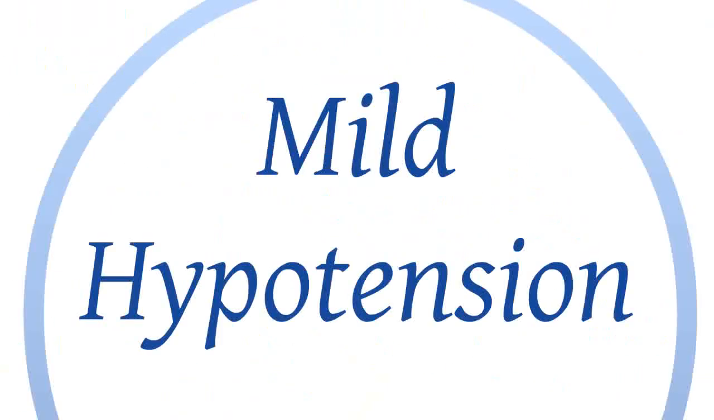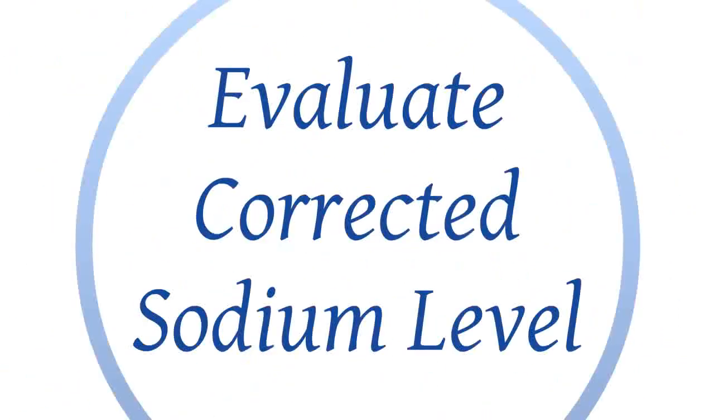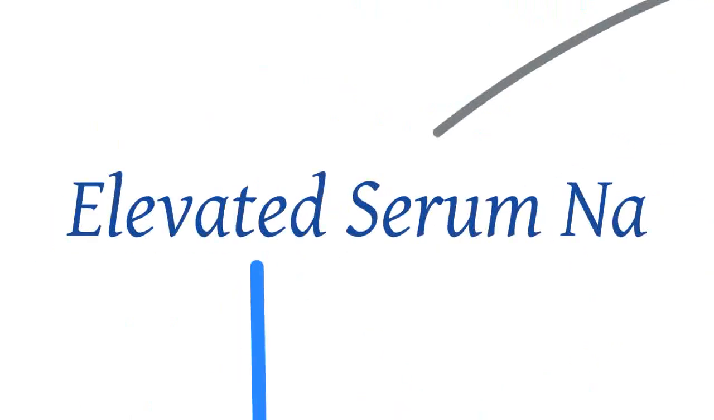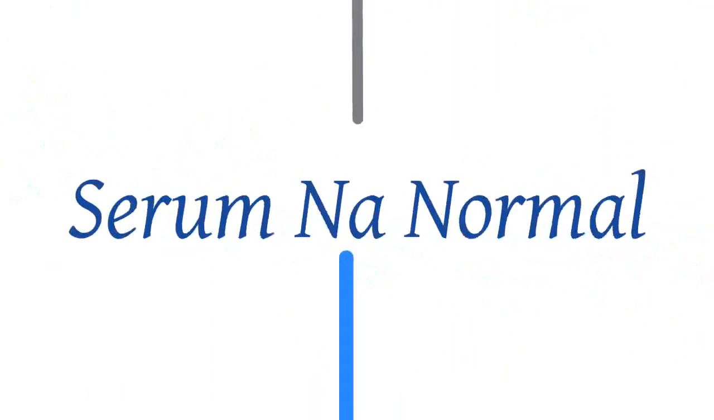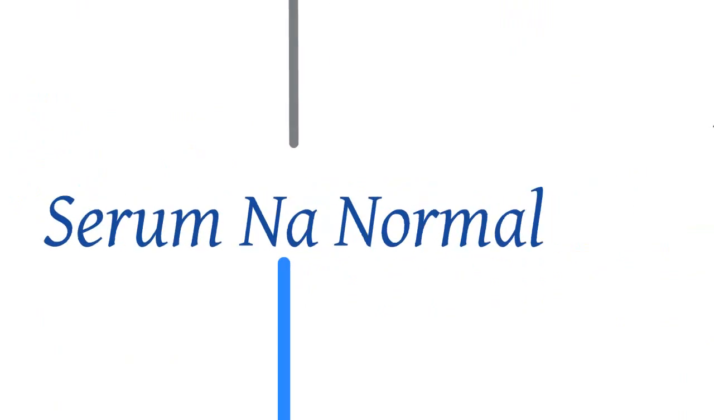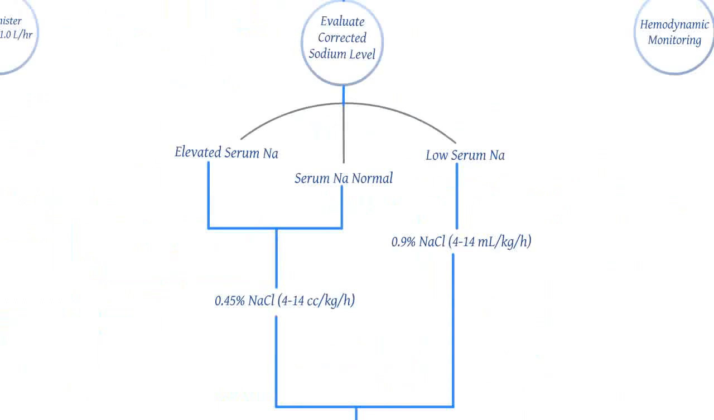Next, if they have just mild hypotension, then you want to evaluate what is their corrected sodium value, because this will help you differentiate between different fluids. You're going to differentiate between elevated serum sodium, a normal serum sodium, and finally, a low serum sodium. Once you have corrected the serum sodium, if they have an elevated or normal serum sodium, you'll generally start them on half normal saline. If their sodium level is low, then you'll start them on normal saline.